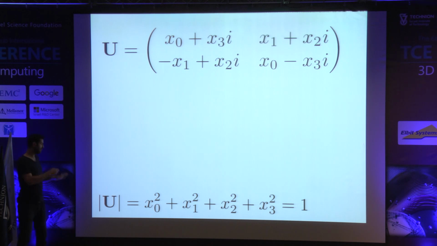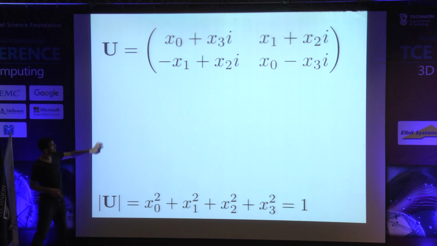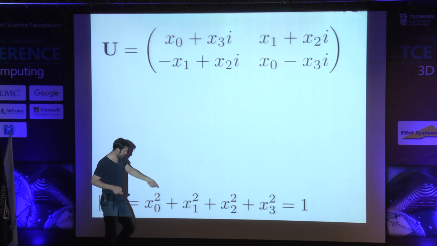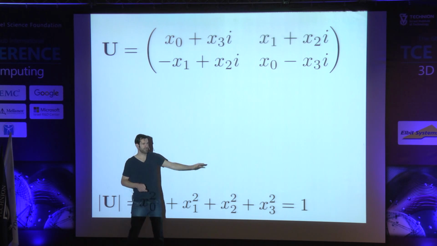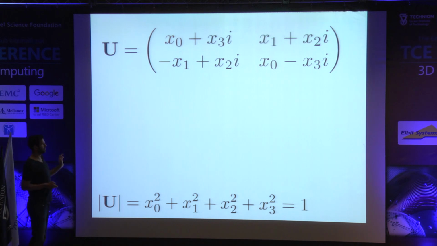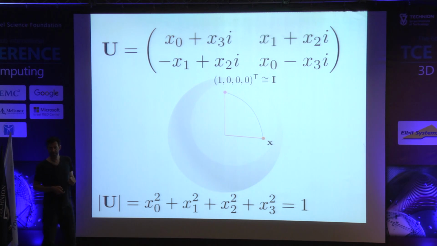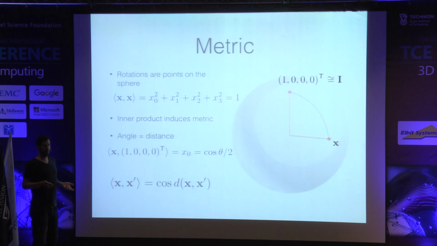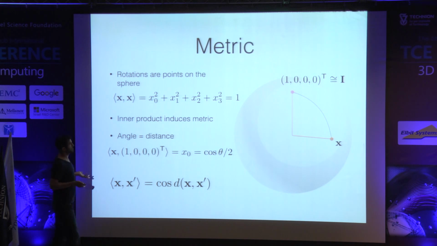Now, what we really need is just this one condition. We said these matrices should have unit determinant. So let's compute the determinant of this matrix. It's just x0 squared plus x1 squared and so on equals 1. What does this mean? This vector x is a point on the sphere. And this is nice because it means we can easily measure the distance of points, right? A simple metric space where we can measure the distance.